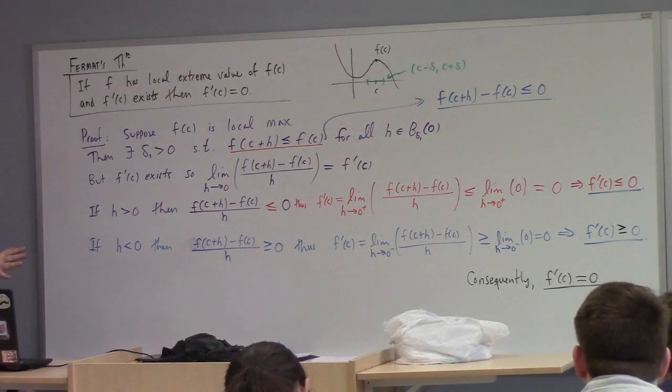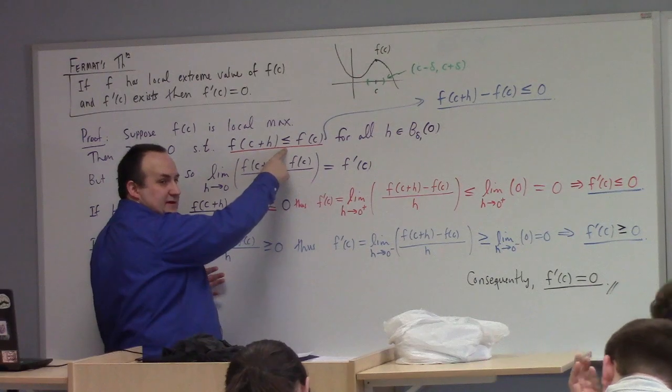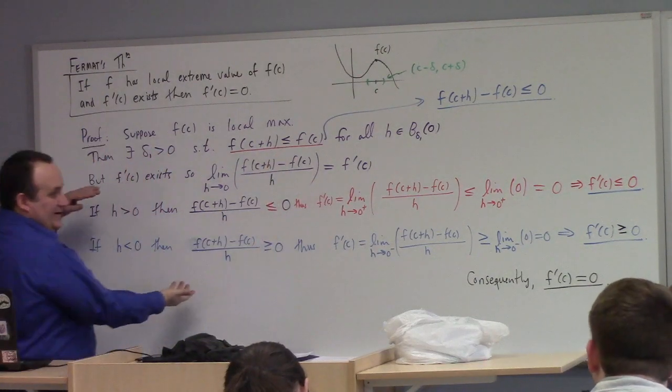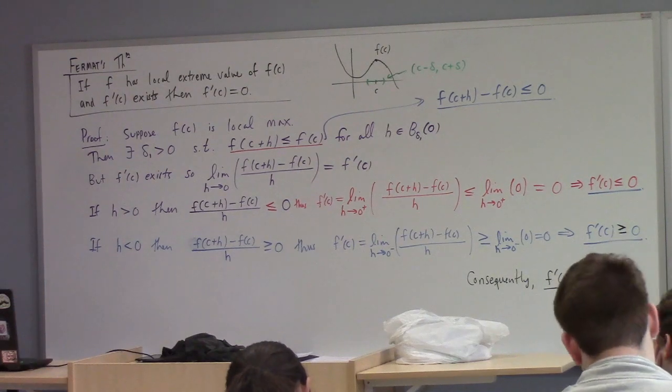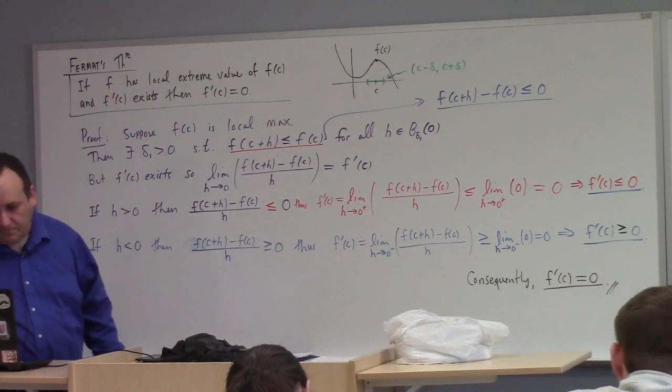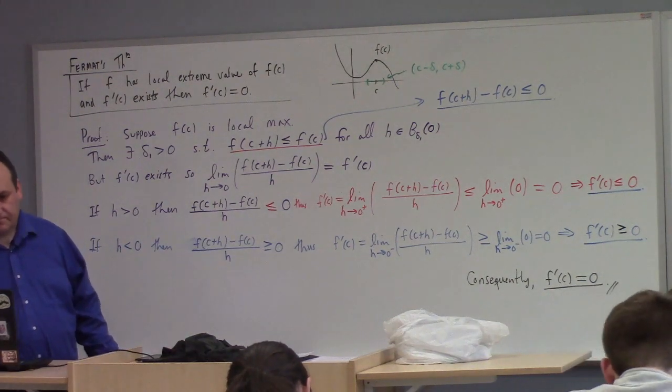But if you can do this, it's pretty easy to see that if it's a local minimum, instead of having less than or equal to, you have greater than or equal to here. And basically the blue and the red arguments just flip-flop. But it's the same thing. In terms of the symmetry, the argument's the same. All right, so let us go on here.